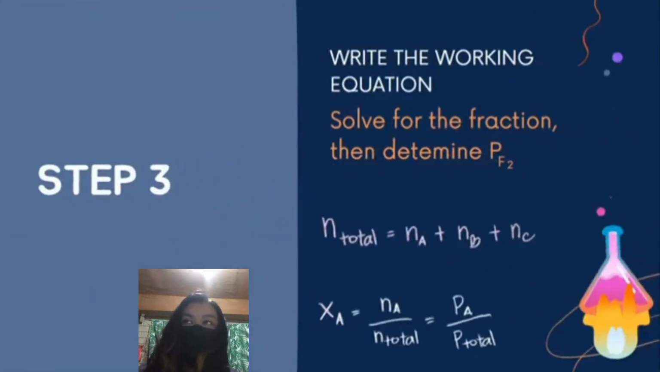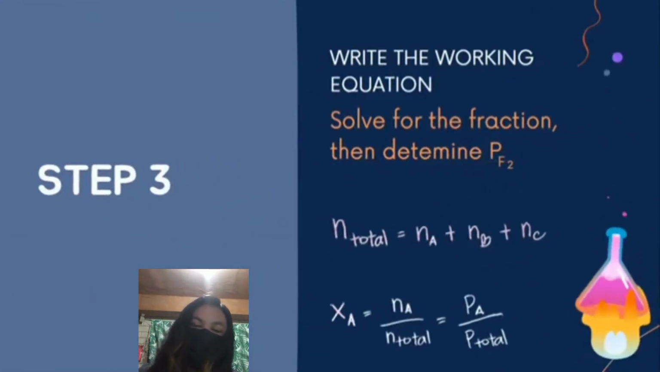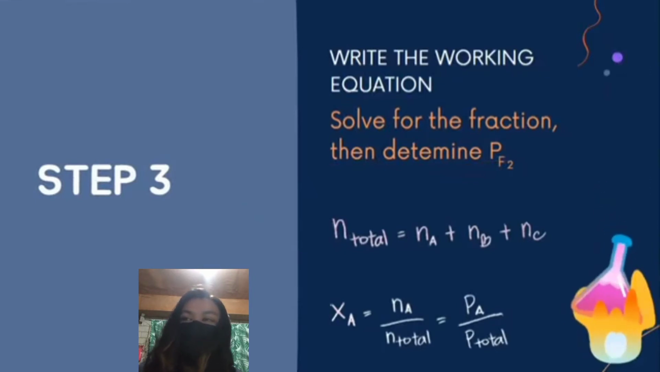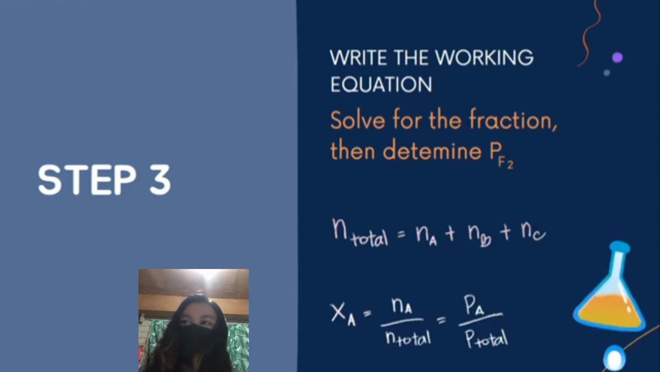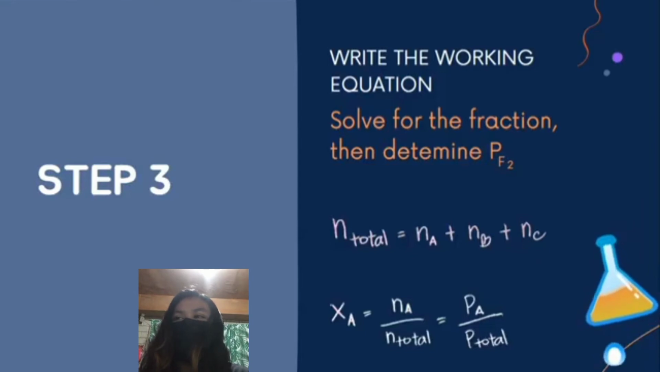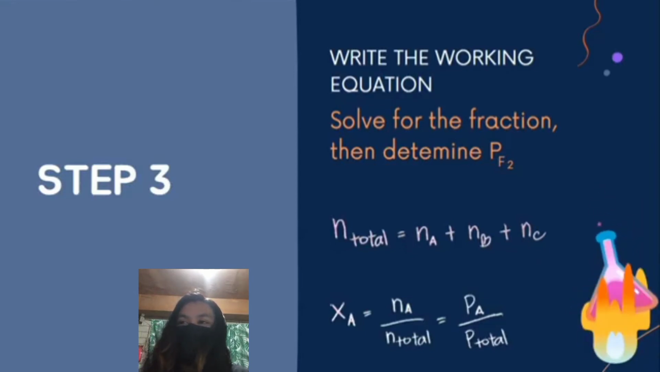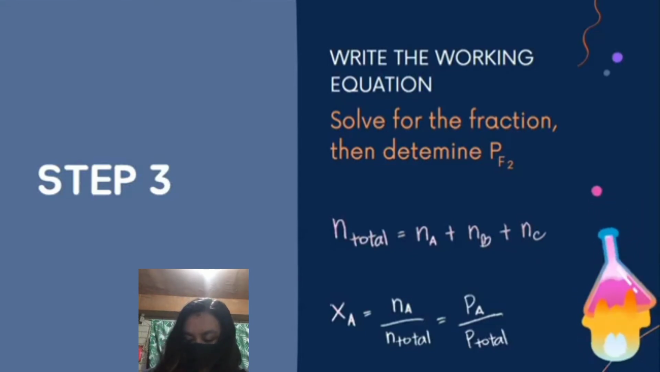So for step 3, we need to write the working equation. So solve for the mole fraction, then determine the pressure of fluorine. So the total number of moles equals n sub A plus n sub B plus n sub C, and the mole fraction equals n sub A over the total number of moles equals the pressure over the total pressure.